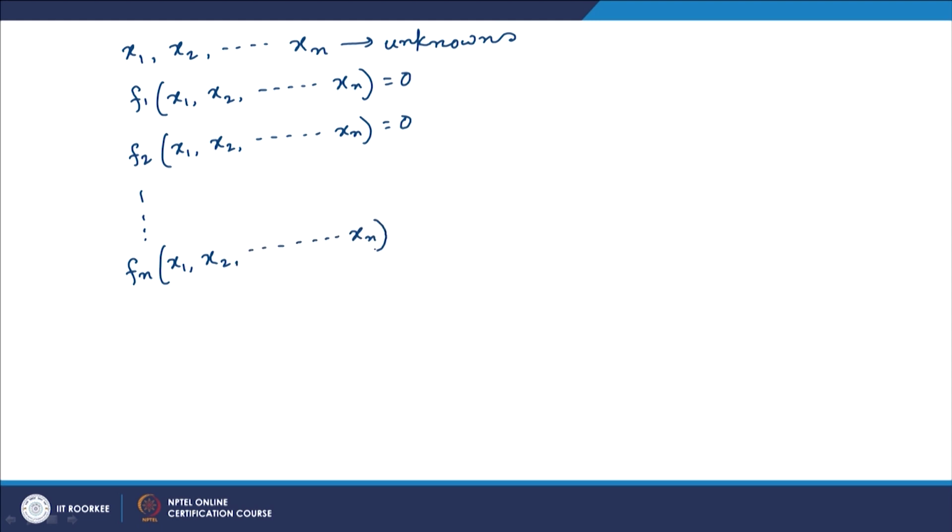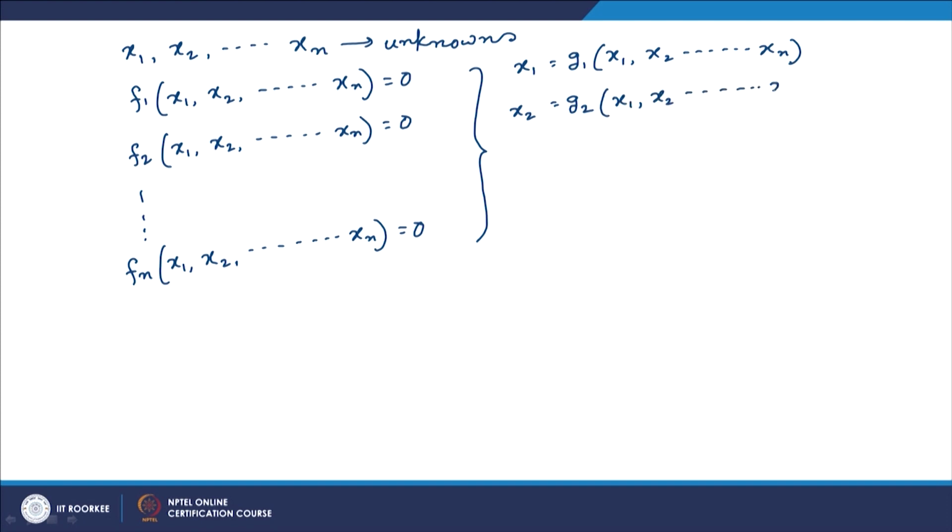No particular form of these equations has been assumed. Now, we have seen that from these equations we would be explicitly representing x1 in terms of some function g1 of all the variables x1, x2 to xn. Similarly, x2 would be g2 of x1, x2 to xn, and so on up to xn is equal to gn of x1, x2 to xn.